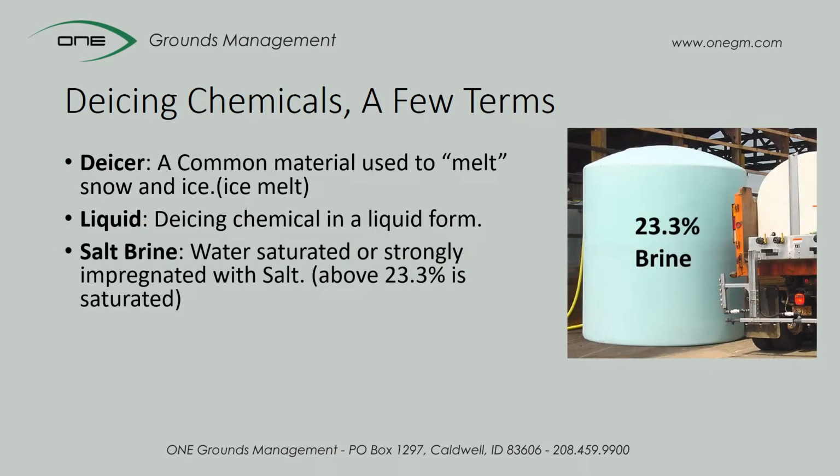Salt brine is water that has been saturated or strongly impregnated with salt. The most efficient brine is formulated at 23.3% salt. Above 23.3% salt, it is saturated. Below, it's basically less effective.